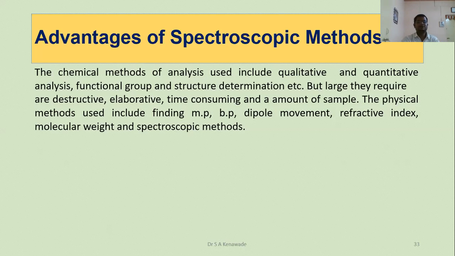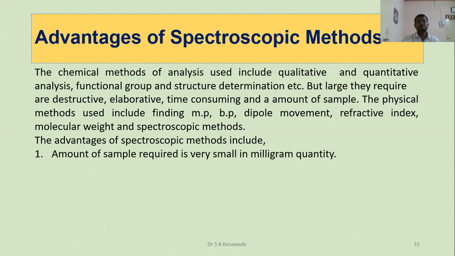So these are the demerits. The physical method also includes, you can easily find out the boiling point or melting point, dipole moment or refractive index, but the spectroscopic method gives, in very short time with accuracy, exactly the required information. The advantages of spectroscopic method, the very first is amount of sample required is very small.